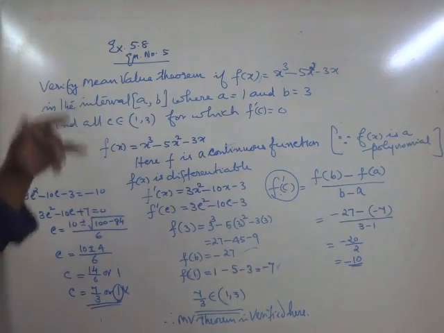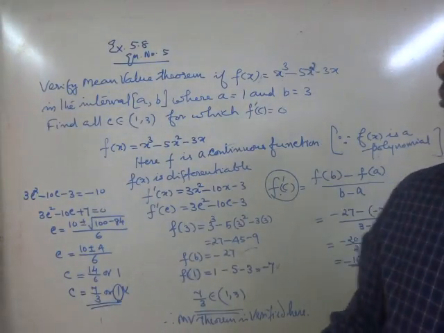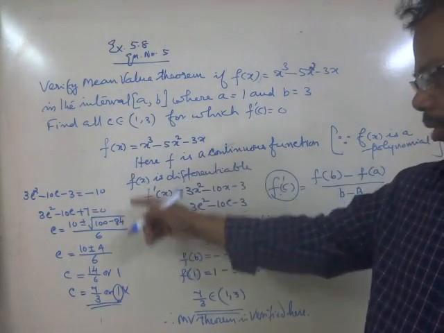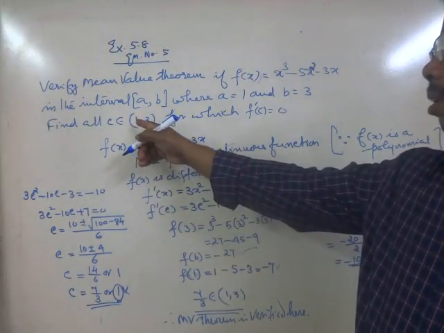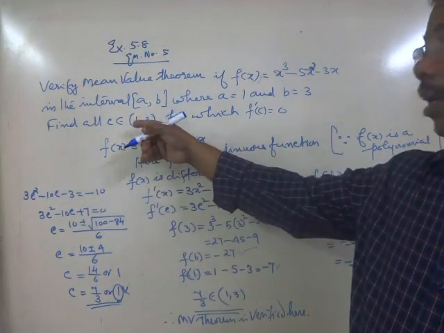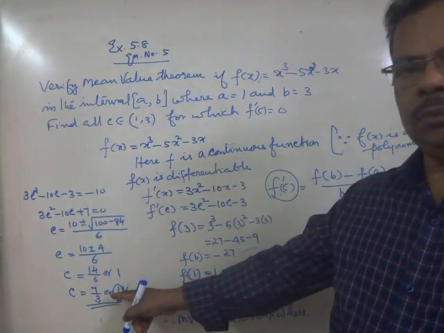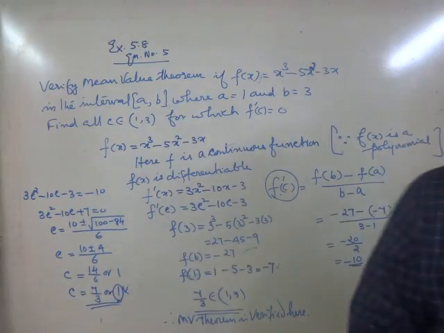For this function, the interval given is (1, 3). If you take 1, it will not be found in the open interval. Therefore, the value suited is 7/3. Right.